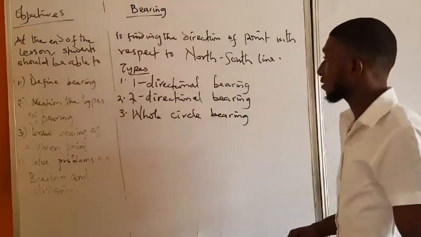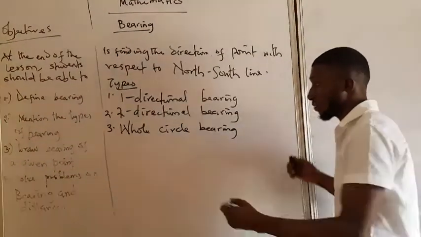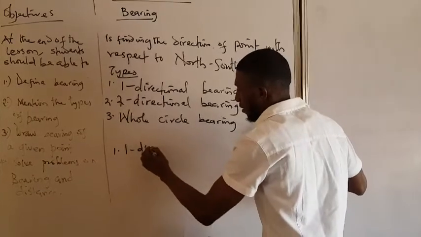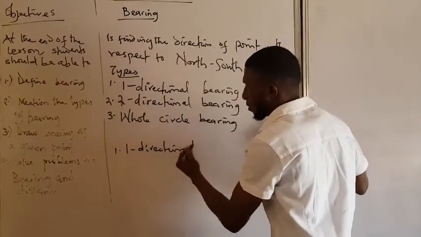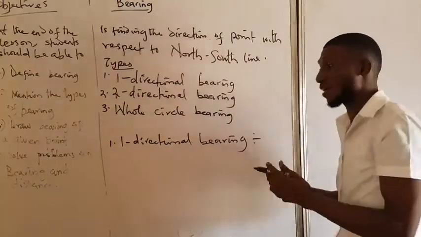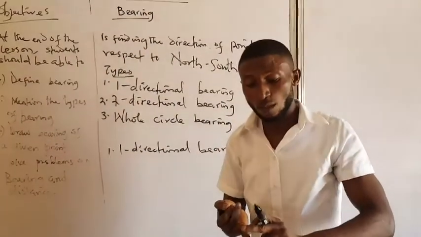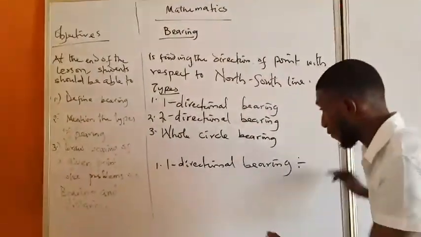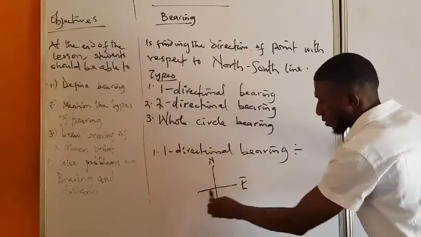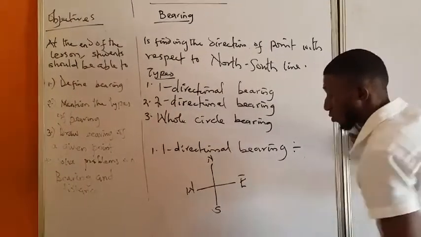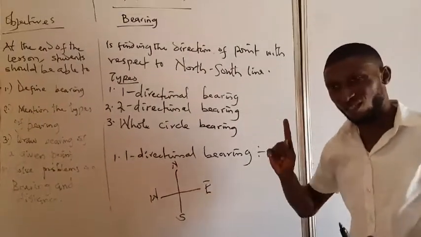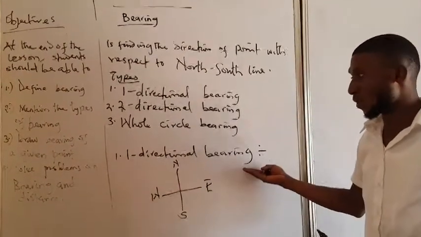Now let's take for example one directional bearing. You are given the direction of the point towards either north, south, east, or west. I think of the four cardinal points. Remember the four cardinal points: north, east, west, and south. If you are given the direction of that bearing towards one of these, a single one, then it's popularly known as one directional bearing.